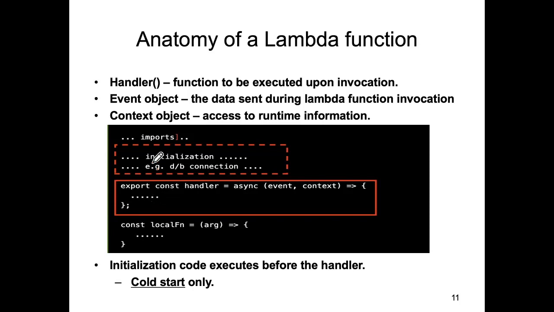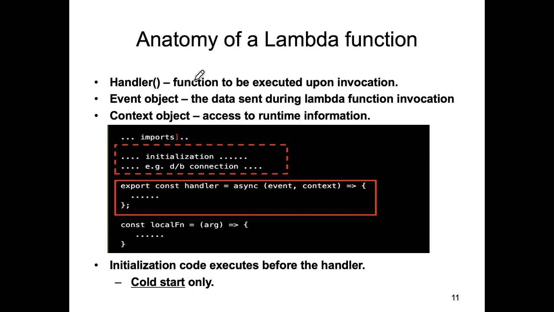Now, there's also a part of your code which is referred to as the initialization part of your code, and that has to be outside the handler. In the initialization part of your Lambda is where you put any initialization code, which, for example, might be if you want to create a database connection, then put that code outside the handler. You can put it inside the handler as well, but that's just bad practice. Put it outside.